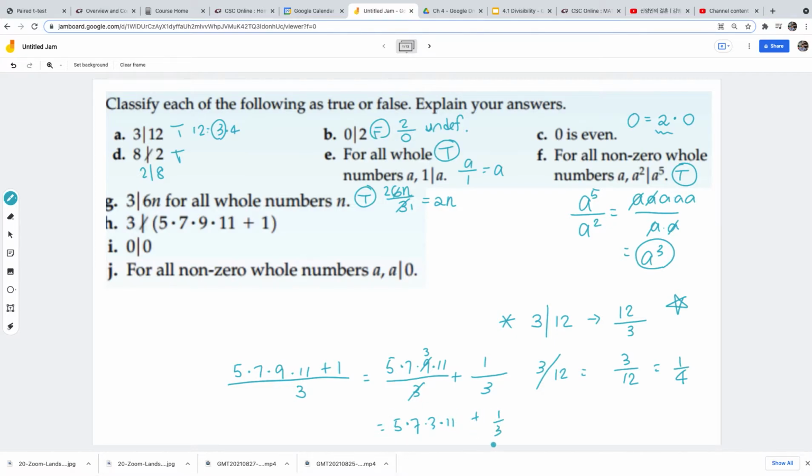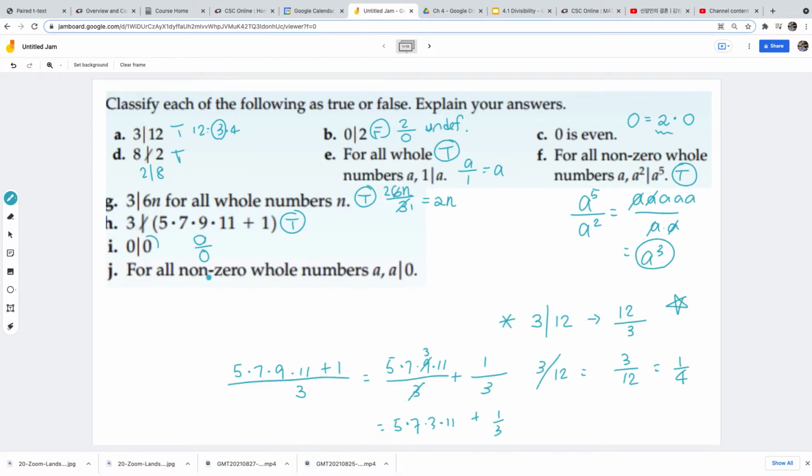This number plus 1/3 is not of course divisible by 3. So this whole thing is not divisible by 3. So yes, it is true. Make sense? Okay. And 0 divides 0. This is the same as this 0 divided by this 0. That's this 0 divided by the first 0.